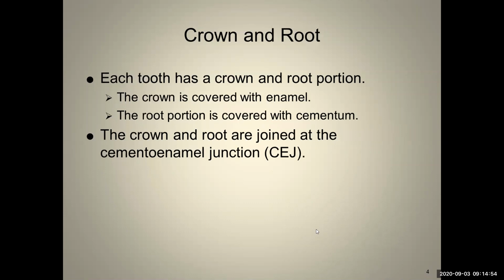So we've got the teeth, we know what the function of the teeth are, and then the teeth are divided into parts. Each tooth has a crown and a root portion, and the crown portion is covered with enamel, and the root portion is covered with cementum. Okay, and the crown and the root are joined at the cemento-enamel junction. Everything's going to have a junction, just like your mucogingival junction. With your mucosa, the crown and the root have a CEJ, we call it, or the cemento-enamel junction, where the enamel stops and the cementum begins.